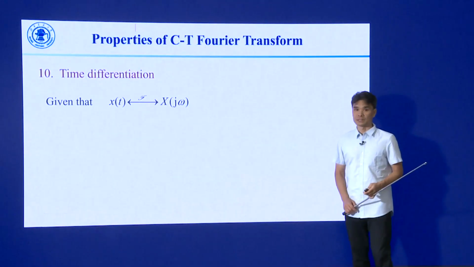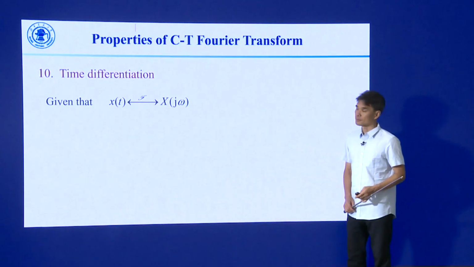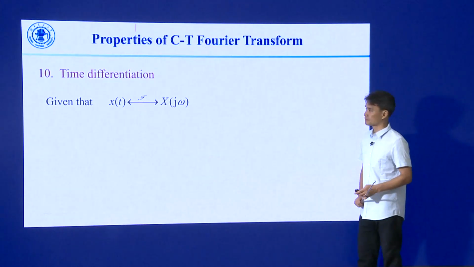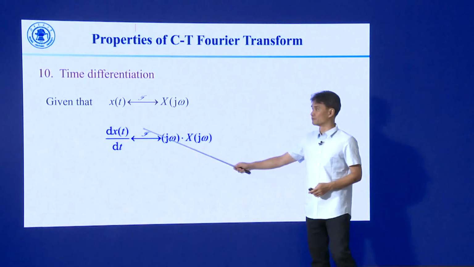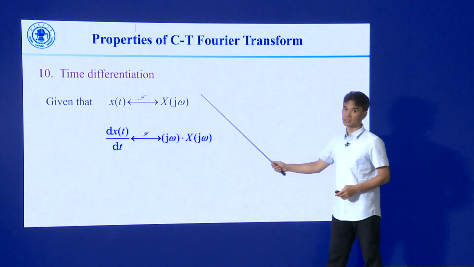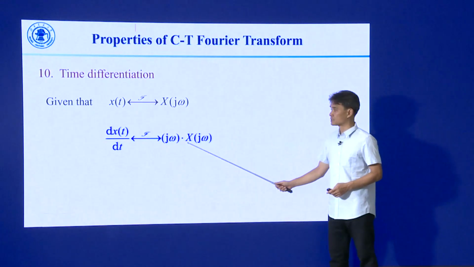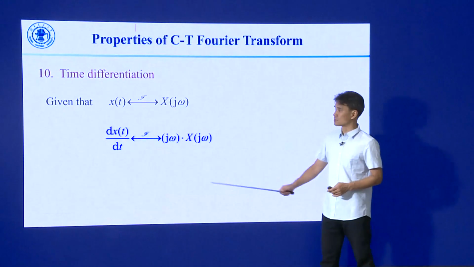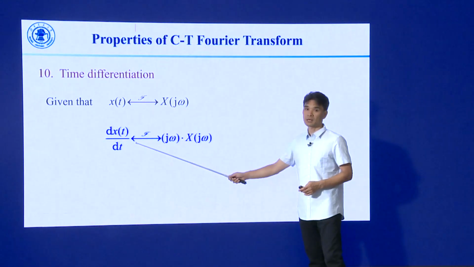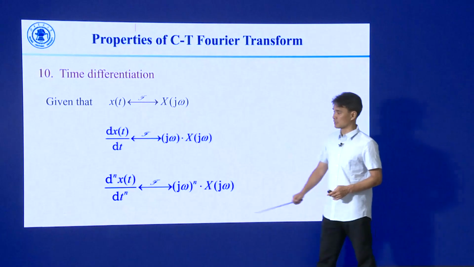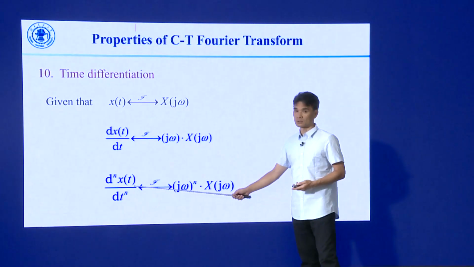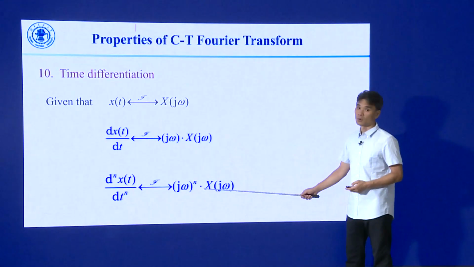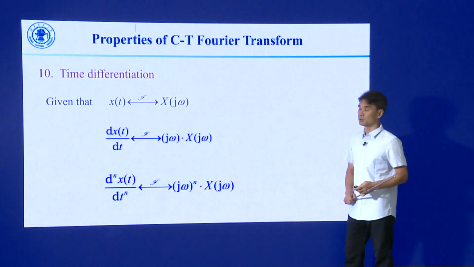The next property is time differentiation. We're given a pair of Fourier transform, and if we do differentiation in the time domain, then correspondingly in the frequency domain, the spectrum will be multiplied by j omega. We can use this property multiple times. If we're doing the differentiation in nth order, we do this n times, then the multiplication in the frequency domain will happen n times as well.